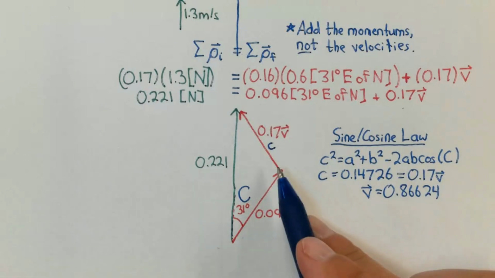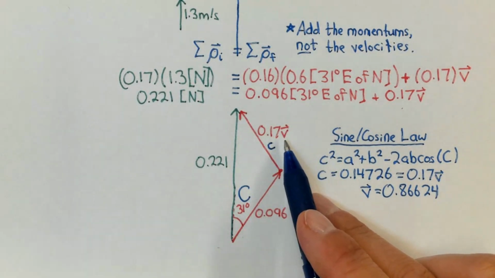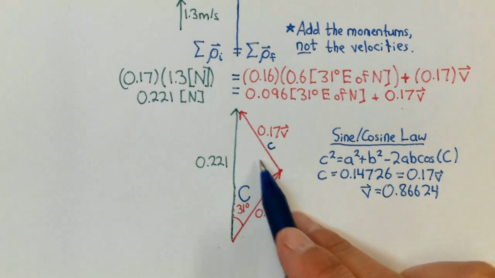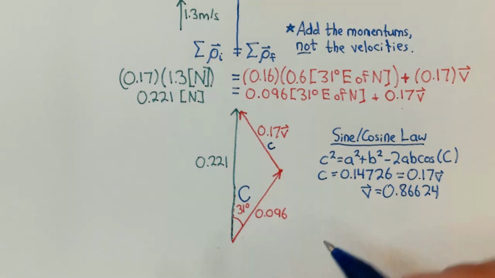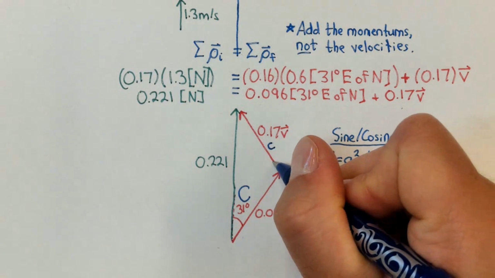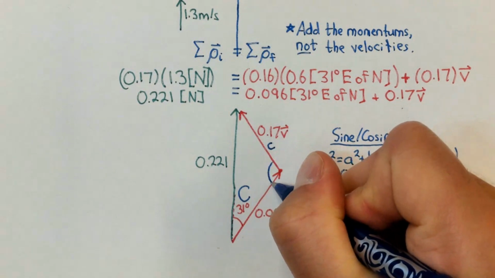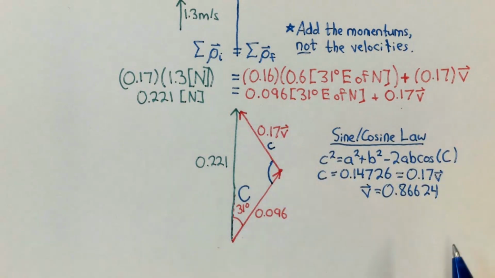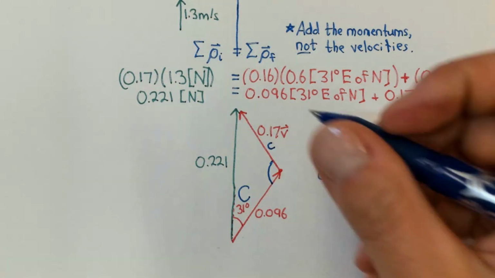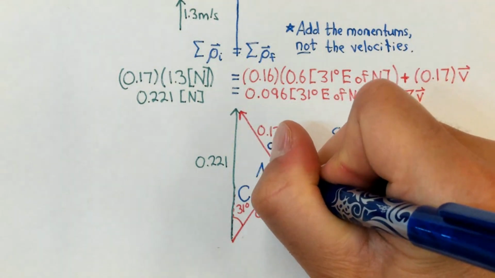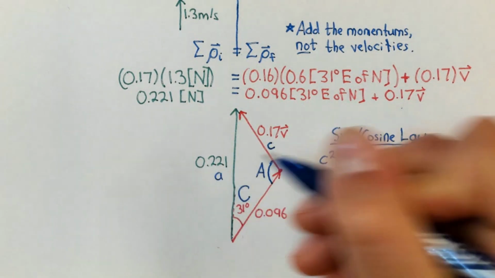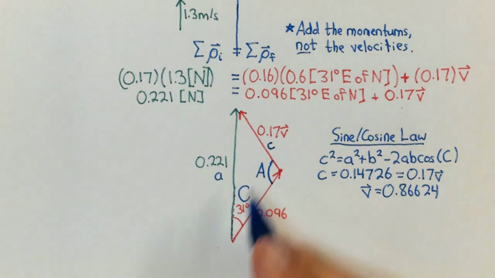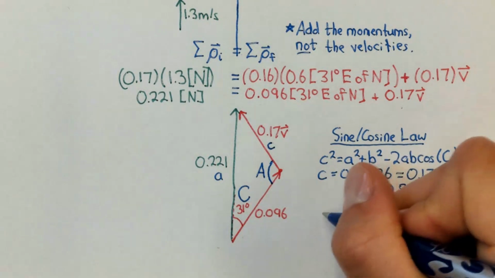So that tells me the magnitude of v, but v is a vector. It needs a direction too, so I need to find the direction this arrow is heading. We always define a vector's direction from its tail, so that means I need to find this angle down here. Let's call that angle A, which means this side is going to be side A, opposite angle A, and I'll use sine law to solve for that.